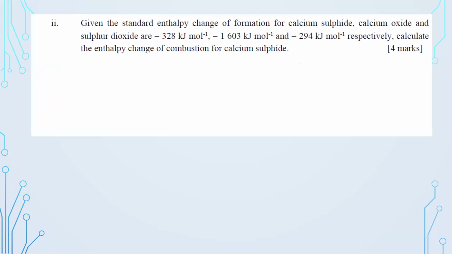Okay, and then B2, given standard enthalpy change of the formation for calcium sulfide, calcium oxide, and sulfur dioxide are -328, -1063, and -294 respectively. Calculate the enthalpy change of combustion for calcium sulfide. Okay, so first of all, definitely you need to write the combustion equation for the calcium sulfide first. Only then you need to know how to apply, isn't it? So in here, it is always better if you use the Hess law method to solve.